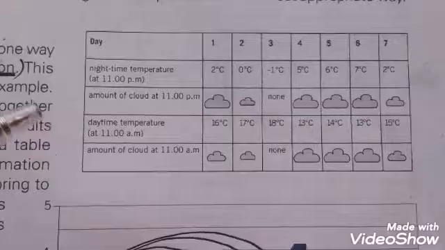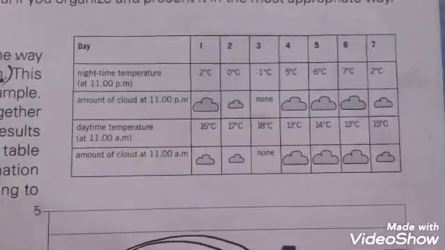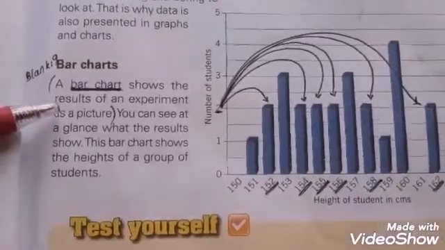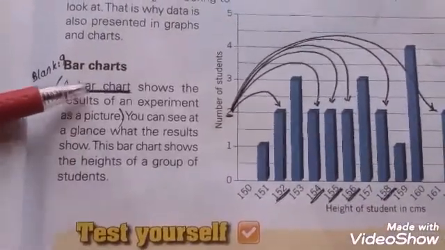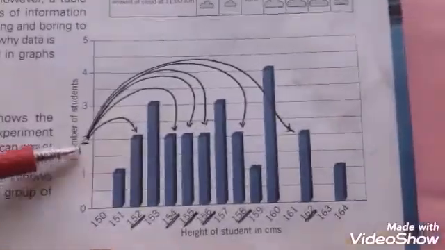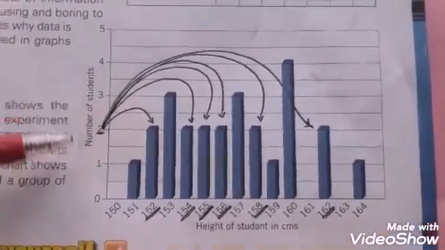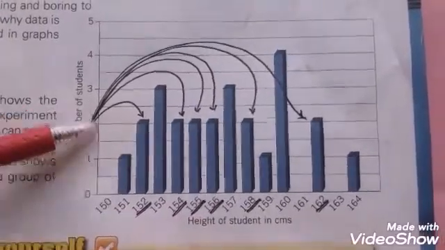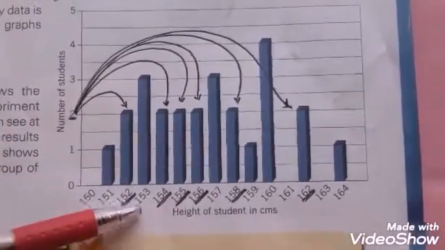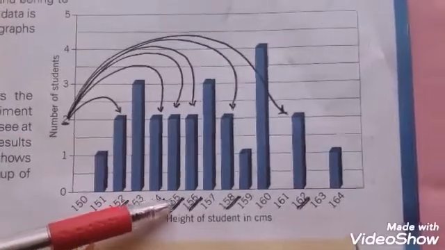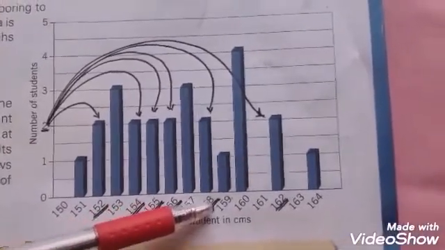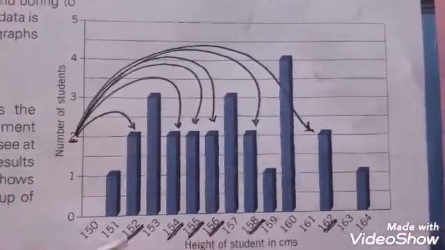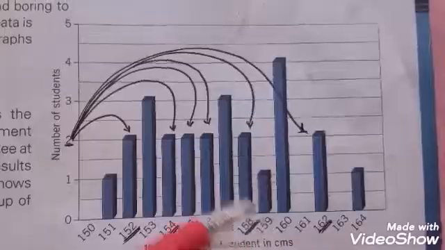But a table containing lots of information can be confusing and boring. So arrange data in graphs and charts. The second is the bar chart. A bar chart shows the result of an experiment in a picture. In this figure, this is a bar chart, number of students and height of a student in centimeters. A group of 2 students present at different heights: 152, 154, 155, 156, 157, 158 and 162. This bar chart shows the heights of a group of students.